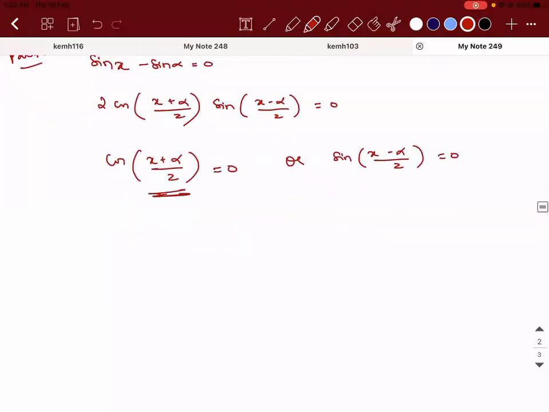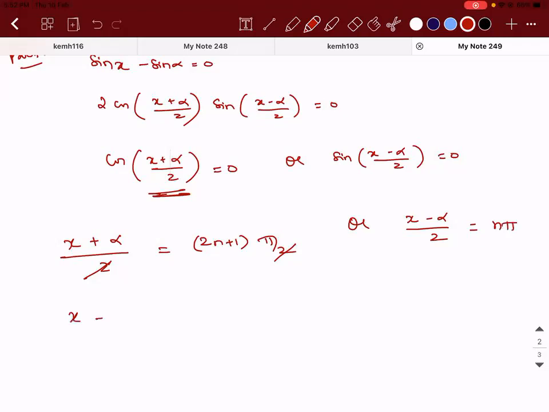So cos of an angle is equal to 0. What is that angle equal to? Just now we saw, then (x plus alpha) by 2 is equal to (2n plus 1) into pi by 2. Correct? The 2 and 2 will get cancelled. Or for sin of (x minus alpha) by 2, that angle should be equal to n pi. So here x will be equal to (2n plus 1) pi minus alpha, or x can be equal to 2n pi plus alpha from here.